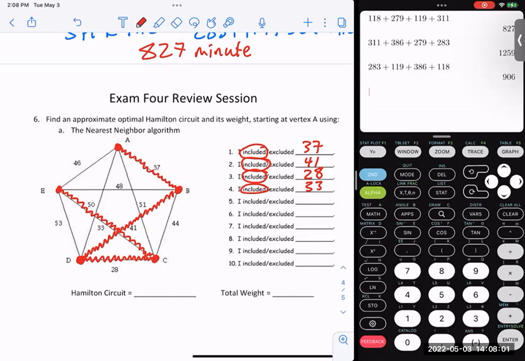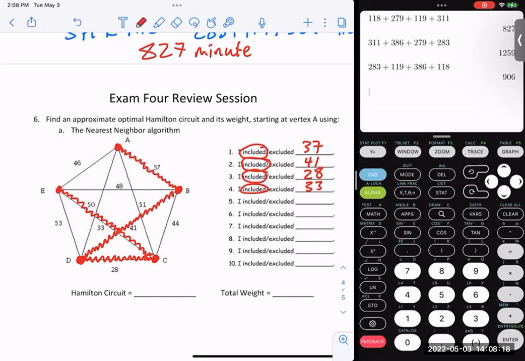If you notice that, you realize that my loose ends here are A and E, because they only have one edge coming out of them. So you could just skip ahead and say, that's what I'm going to do. I'm going to travel to 46. If you don't notice that, you just keep doing the same thing.